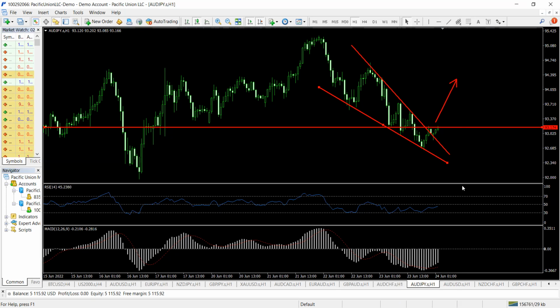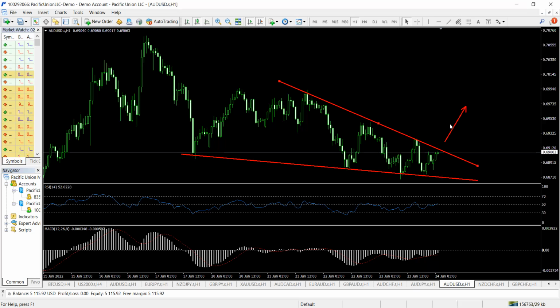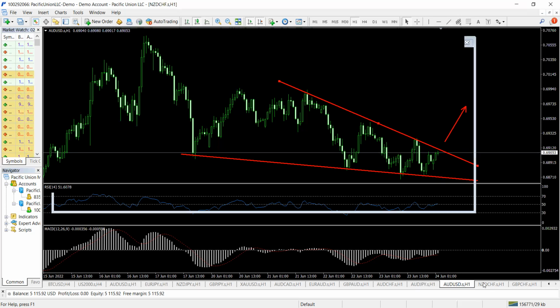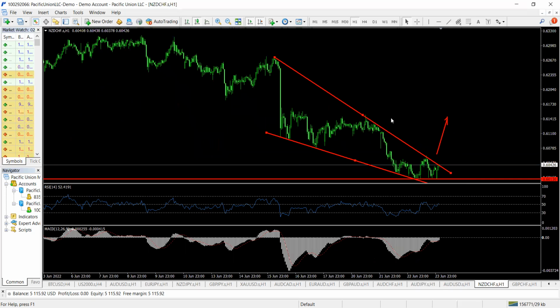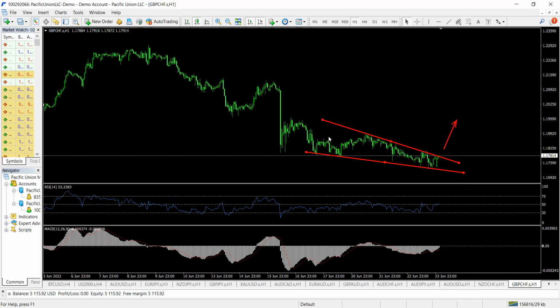And for AUD USD, this is a falling wedge and a breakout of price out of the trend line will signal a continued bullish movement in AUD USD. So it looks like most of the AUD pairs are bullish biased today. And we have New Zealand CHF. It's a falling wedge. We're expecting a breakout of price out of this wedge, and we're bullish biased on New Zealand CHF.